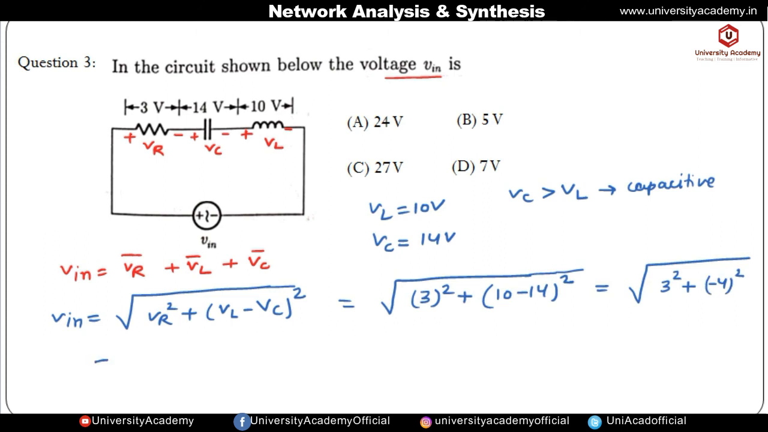If we simplify, we get the input voltage as square root of 9 plus 16, which is square root of 25. It means the input voltage is 5 volt. So option B is correct.